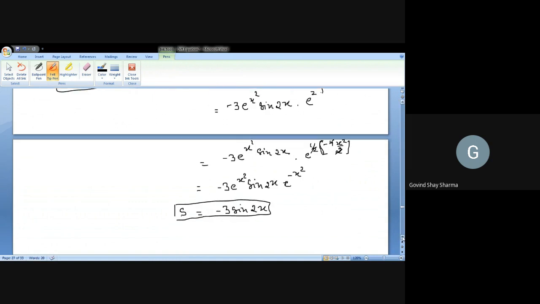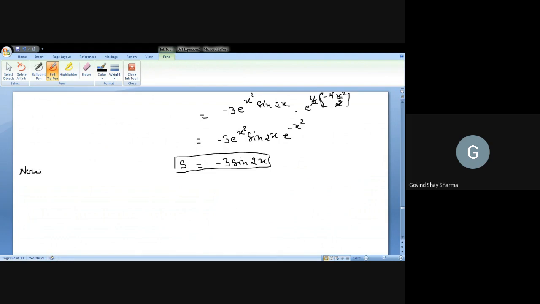Now these values we put in normal form. We put the value of I as 1, so it becomes d square v upon dx square plus 1 dot v, and s is equal to minus 3 sin 2x.